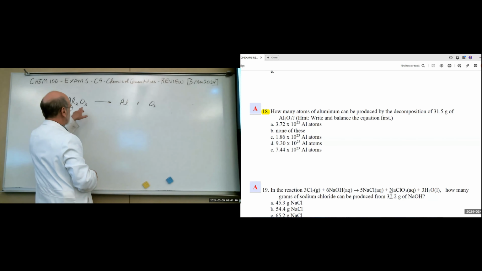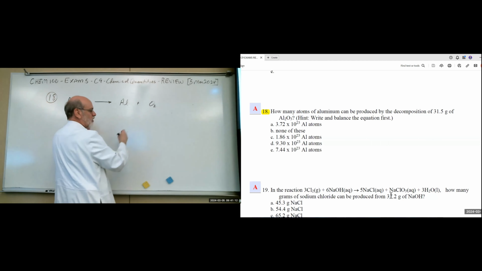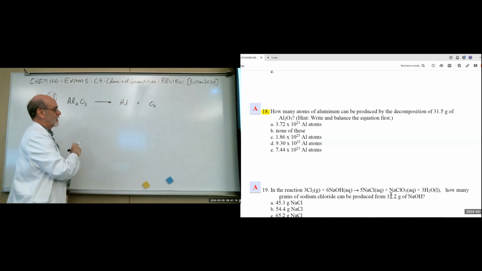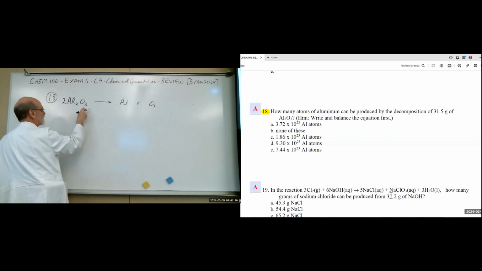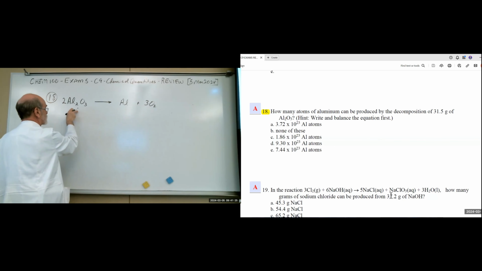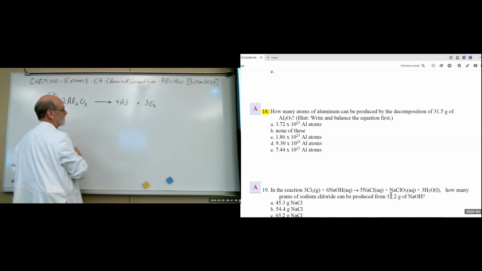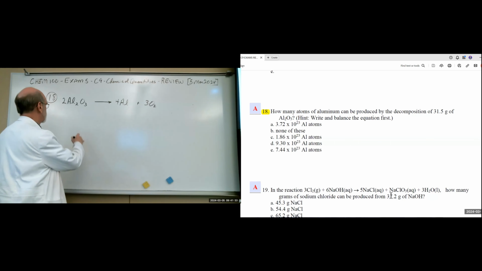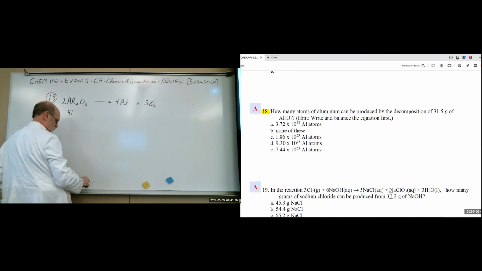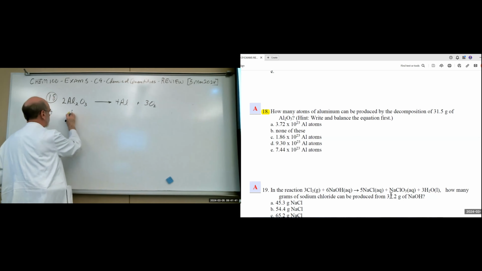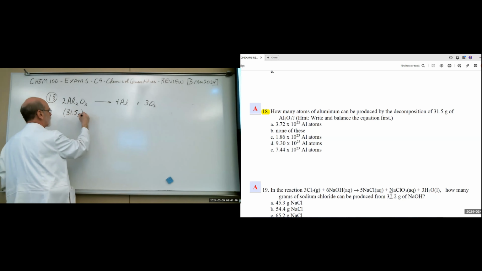So how do we get 3 and 2 reconciled? This is one of those tricks I showed you, cross multiply. Take that 2 and put it over here. Take this 3 and put it over here. That gives you 6 oxygens and 6 oxygens and 4 aluminum. So now we're balanced. All right, 31.5 grams of this compound. Oops. 41. No, 31. 31.5 grams.